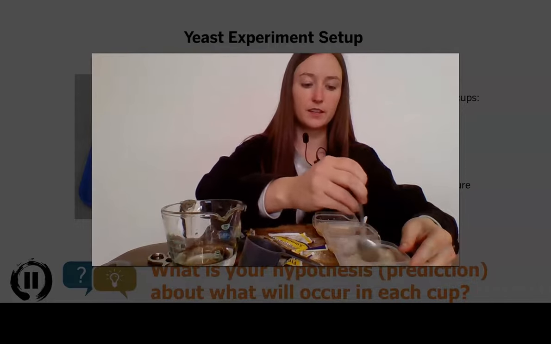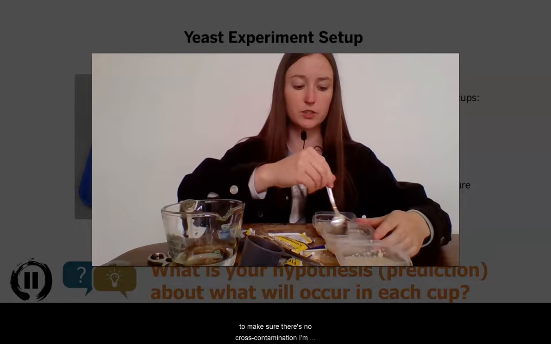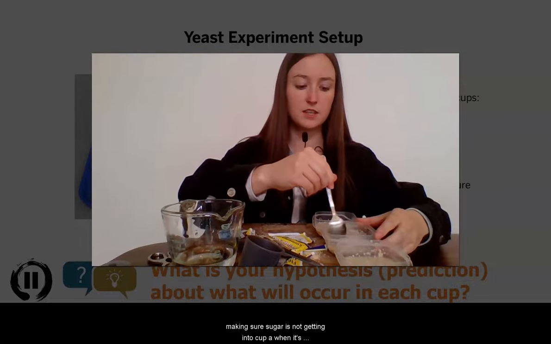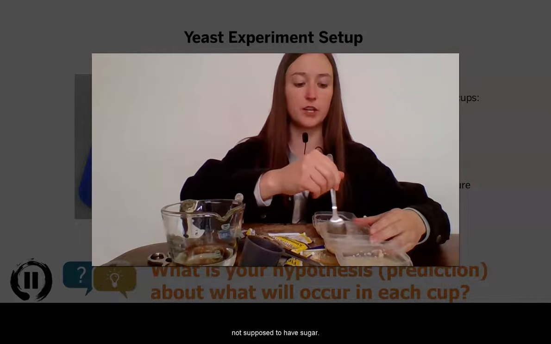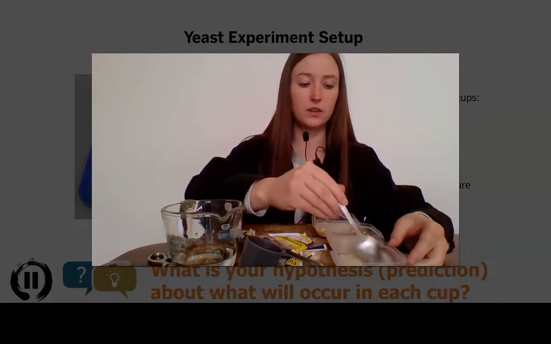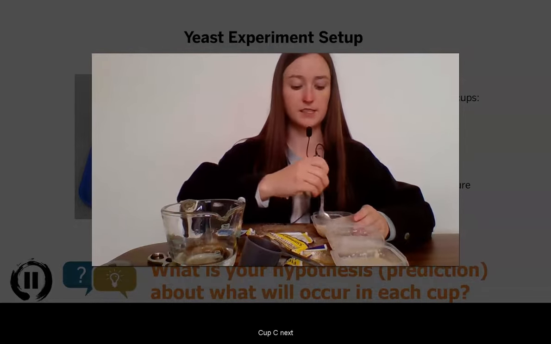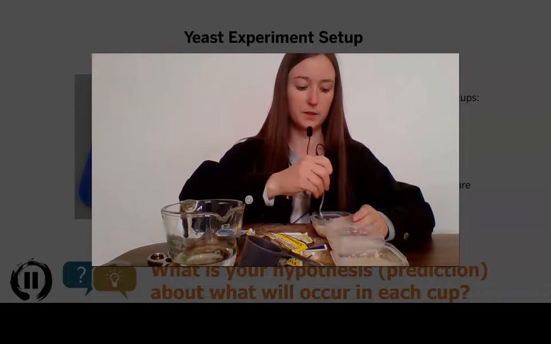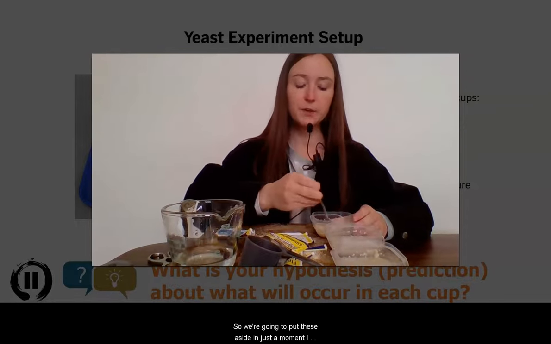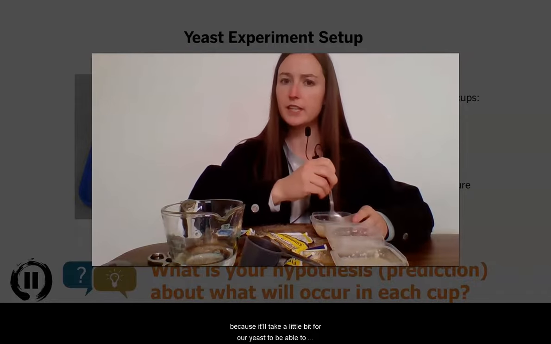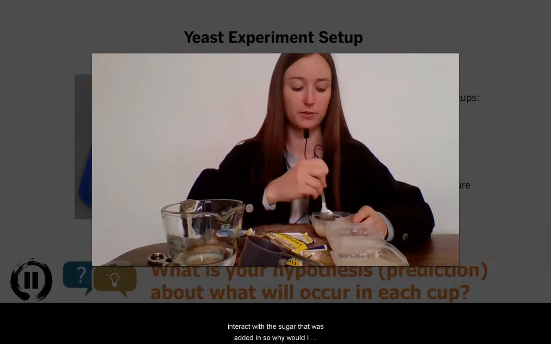starting here. It'd be great to use different spoons in each cup to make sure there's no cross-contamination, making sure sugar is not getting into cup A when it's not supposed to have sugar. Mix that all up. Cup C, mix that all up in there as well. So we're gonna put these aside in just a moment because it'll take a little bit for our yeast to be able to interact with the sugar that we've added.